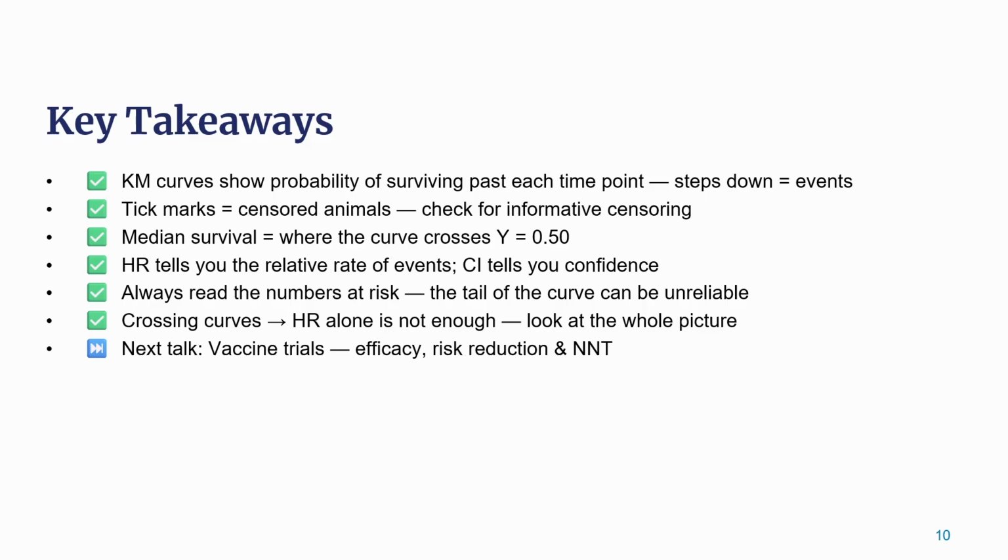In Talk 4, we switch gears to vaccine trials. How is vaccine efficacy calculated? What's the difference between relative and absolute risk reduction? What's the number needed to treat, and why does it matter for real-world recommendations?